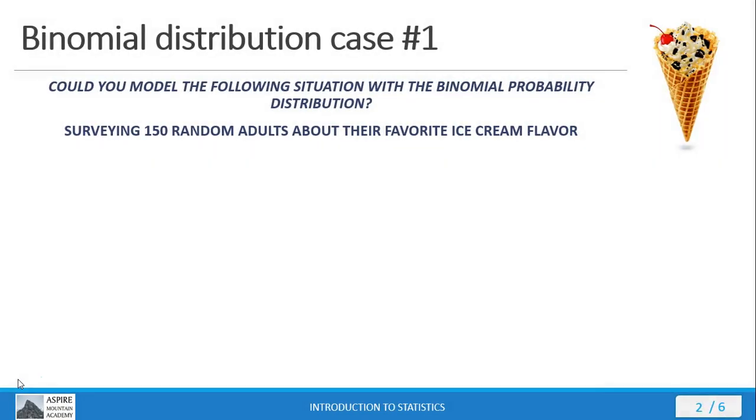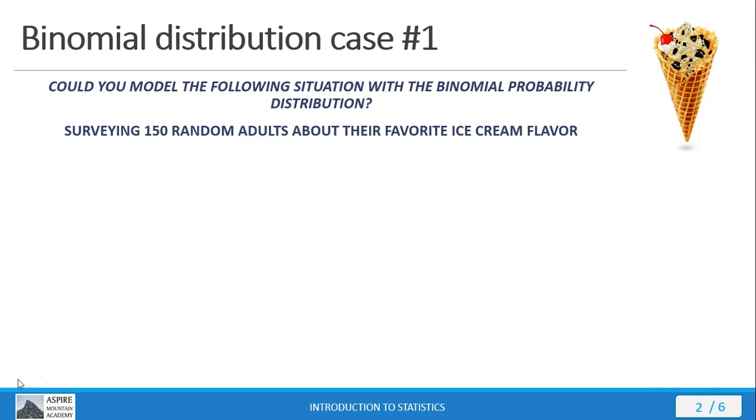So what we're going to do here is look at a number of examples in which we're going to be asking the question, could we model the situation with the binomial probability distribution? In order to assess that, we have to go through each of the requirements for the binomial distribution to see that those requirements are met. If all those requirements are met, then yes, we can model the situation with the binomial distribution. If not, then not. All right, let's get started.